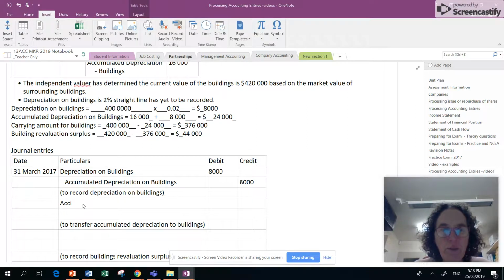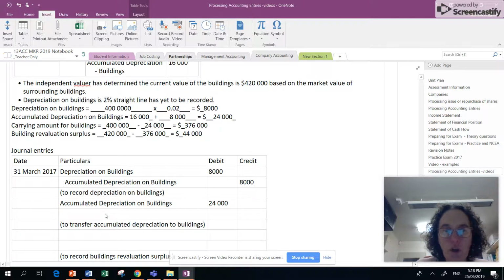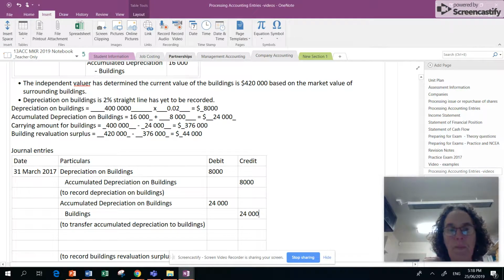Now, when we revalue our buildings, the depreciation starts from zero again. So this accumulated depreciation on the buildings is getting written off to the buildings account. We're going to debit accumulated depreciation on buildings, which will close that account, and then we're going to credit our buildings account, which is going to make our buildings at our carrying amount.